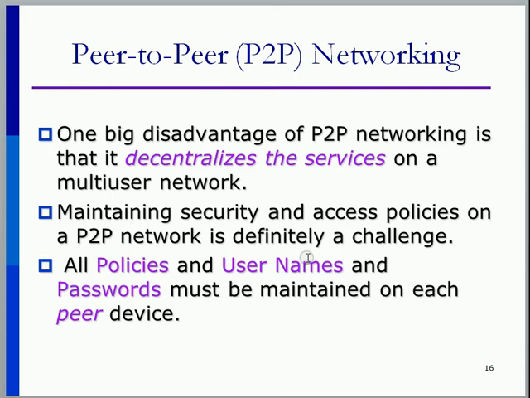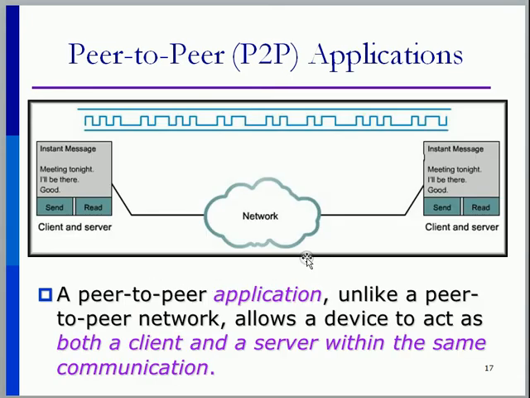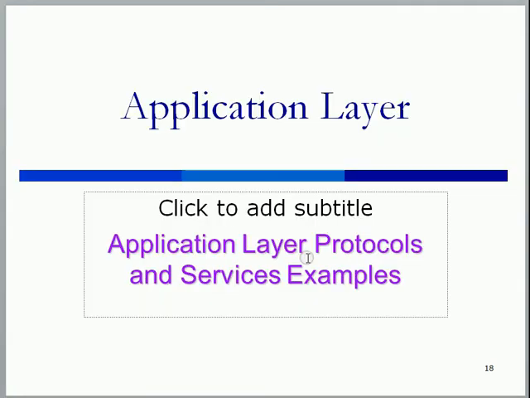here. And of course, if you have so many devices, maintaining security of all these devices is undoubtedly a challenge. However, the speed of data transfer is a big advantage, and depending on the number, the cost could become an advantage. And a peer-to-peer application, unlike a peer-to-peer network, allows a device to act as both client and server. For example, WhatsApp. So you need to just remember this connection.